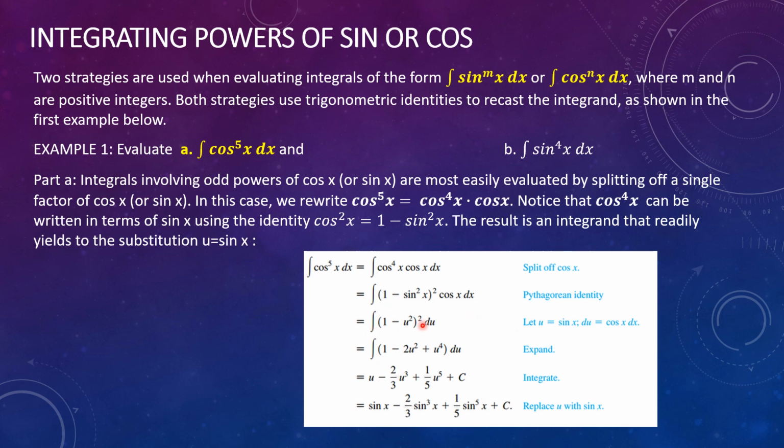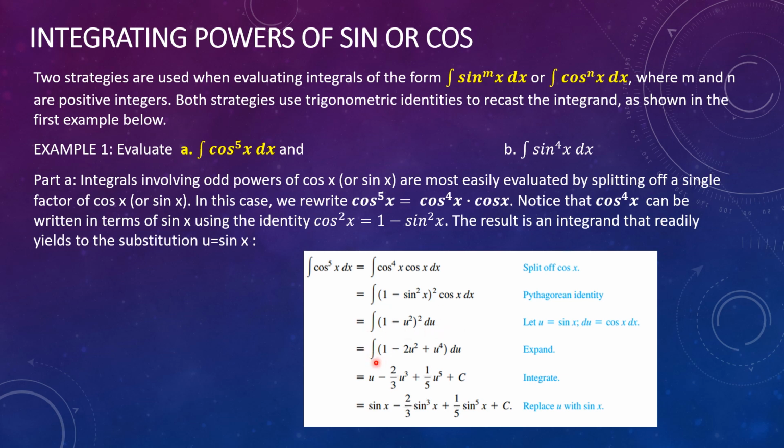If we then let u equal sine x, then du would be equal to cosine x dx. So notice what we get is simply the integral of 1 minus u squared, squared du, because du is equal to cosine x dx. So that takes care of the substitution of all the outside pieces. This is a really easy integral to solve now.